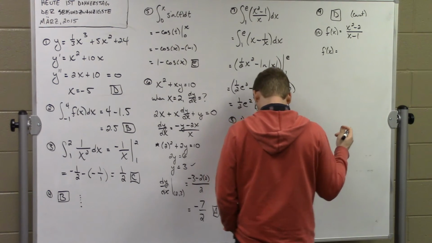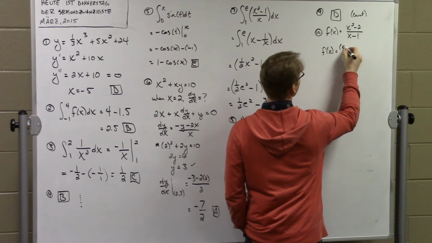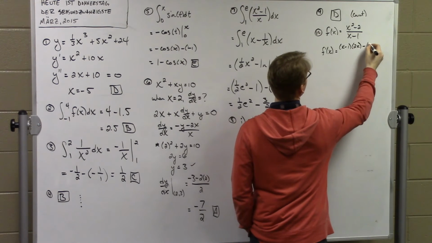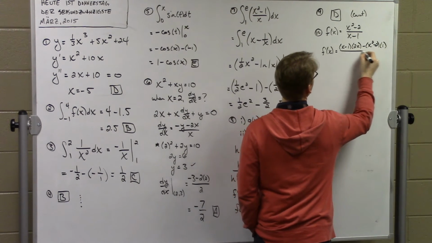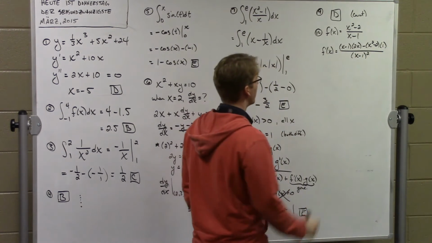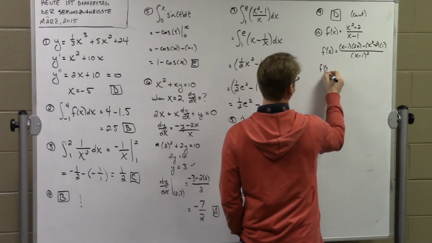Oh, it's a quotient rule. Quotient rule: low d-high minus high d-low, over the bottom squared. They wanted us to find f prime of 2, is that right? Yeah.